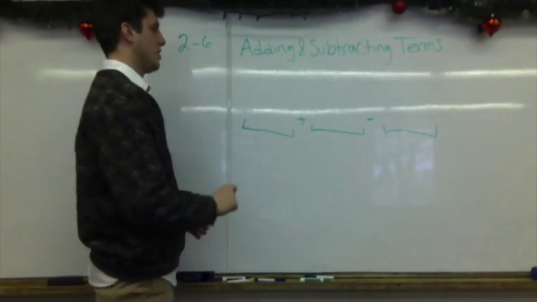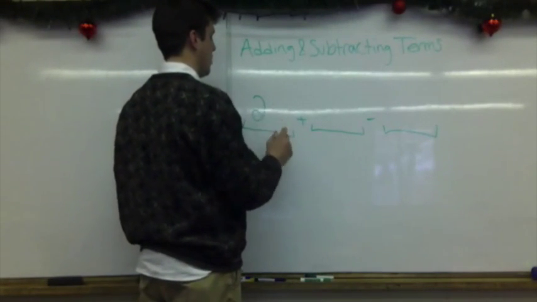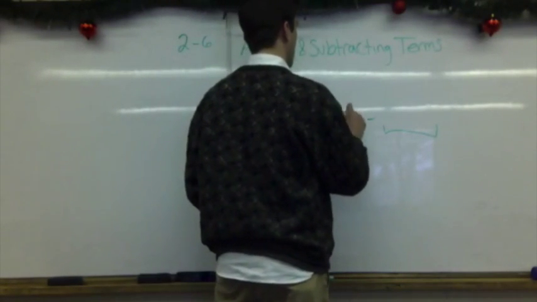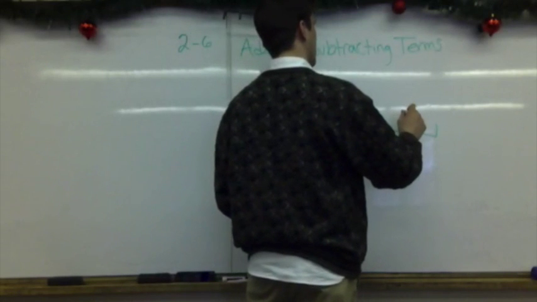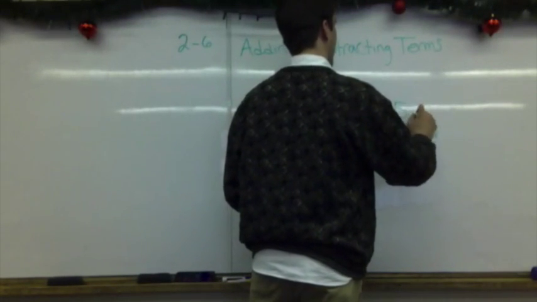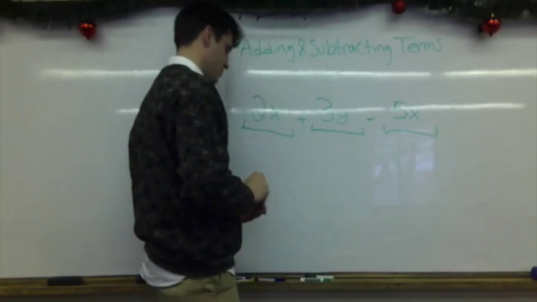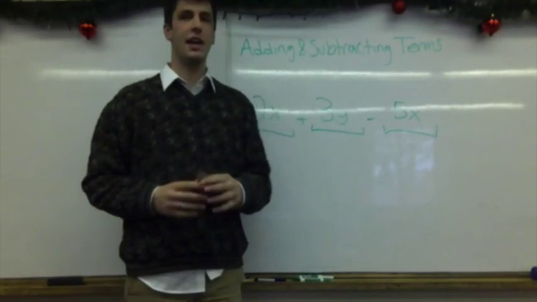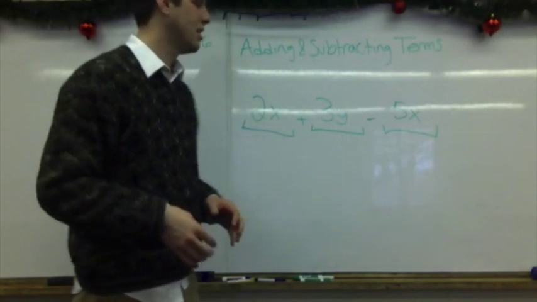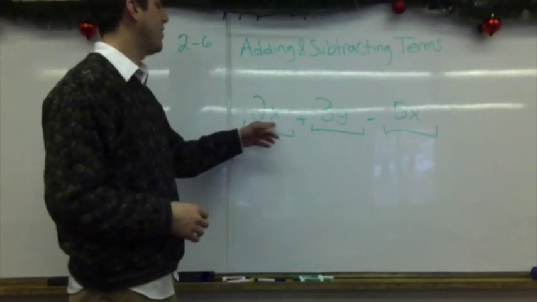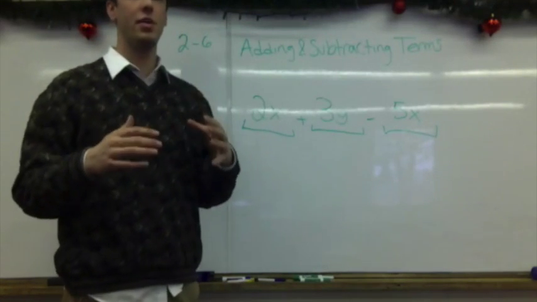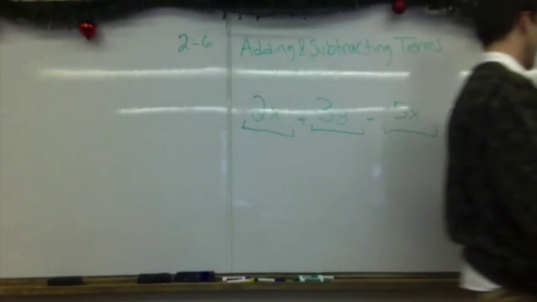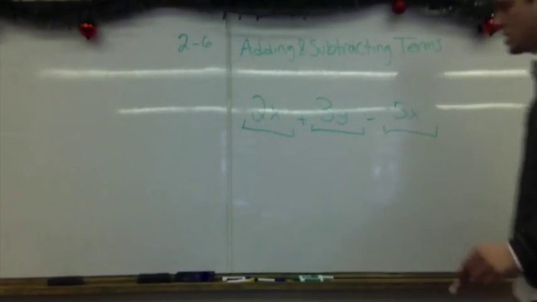All right, and suppose that one term is 2x, the other is 3y, and the last one is 5x. Each of these terms has an identity that is defined by the variable. So it is what its variable is. And the best way I can demonstrate that is by drawing with colors.